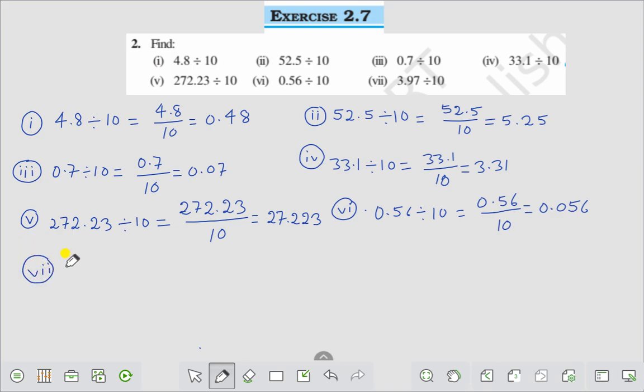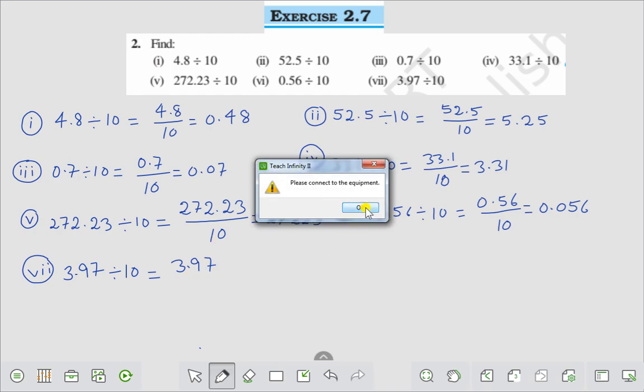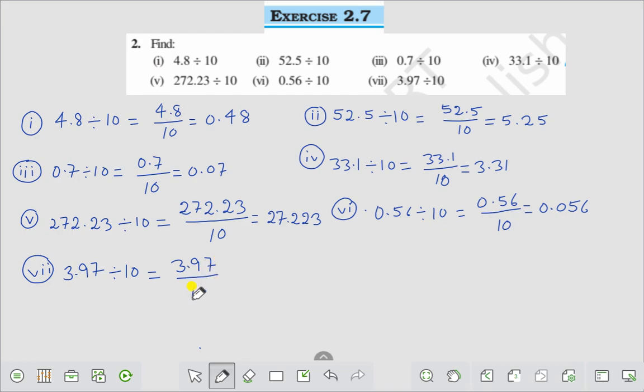Now question number 7 is 3.97 divided by 10. It can be written as 3.97 divided by 10. That means you have to shift the point toward the left side one digit. From here it will come to here. That means it is equal to 0.397. Right?